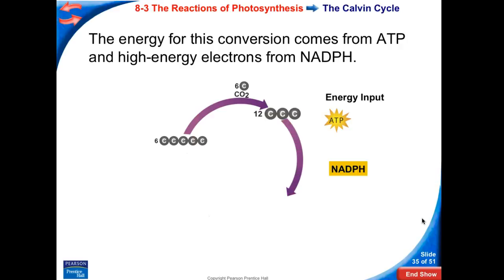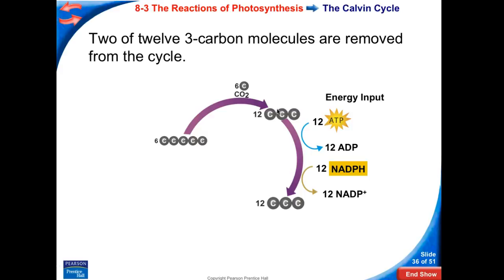ATP, NADPH. Look here, we have 12 ATP molecules, we have 12 NADPH molecules, we have 12 3-carbon compounds here. Each one is going to receive an ATP, each one will receive an NADPH. The result is 2 of the 12 3-carbon molecules are removed from the cycle in this next step. So there's our conversion. Now, 2 of them are lost.